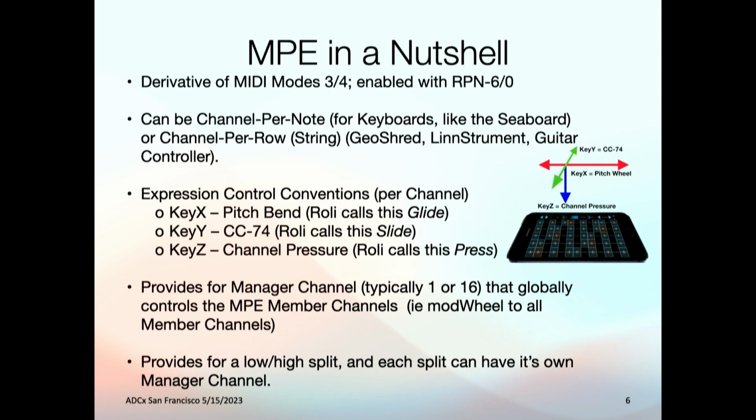So it can either be channel per note, so every note gets its own channel, so you're rotating through channels, or it can be channel per row or string, like on the LinnStrument or like on my product GeoShred, where every string is on its own channel. There's 3 special controllers that have been allocated for expression. There's one for X expression, which is almost always pitch bend. Roli calls this glide. There's key Y, which is CC74. It's used for sliding forward on a key. And there's key Z, or channel pressure, which is used for pressing into a key and generating expression.